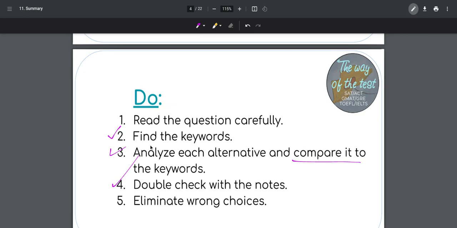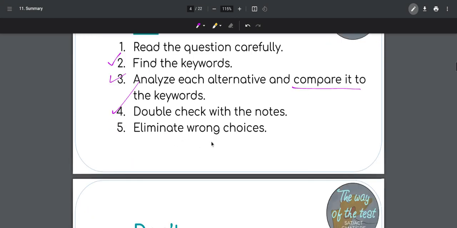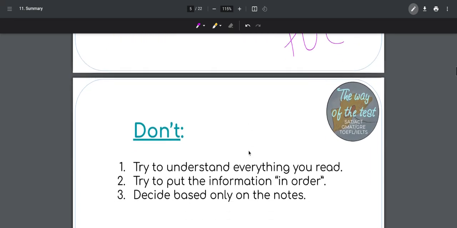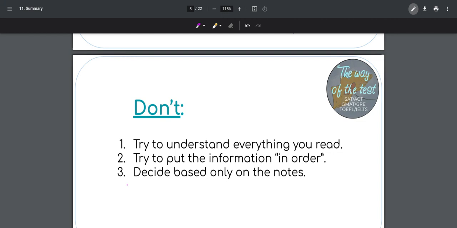Okay, copy this, 2, 3, and 4. We do still use process of elimination. Every time I put eliminate wrong choices, I mean process of elimination. Things you don't want to do, basically the same as always. But in addition to that, actually, there's two more things: don't try to put information in order, and don't decide based on the notes.